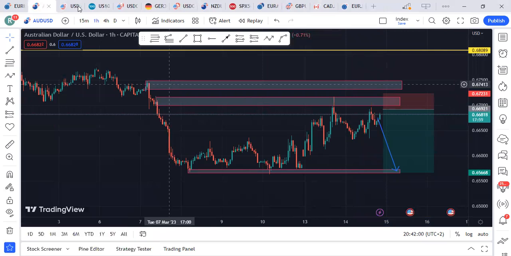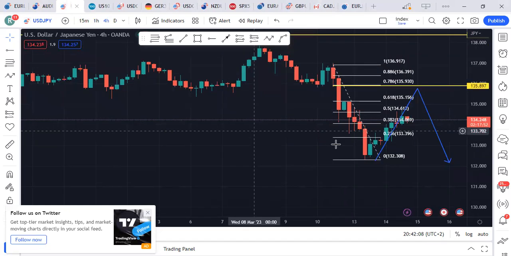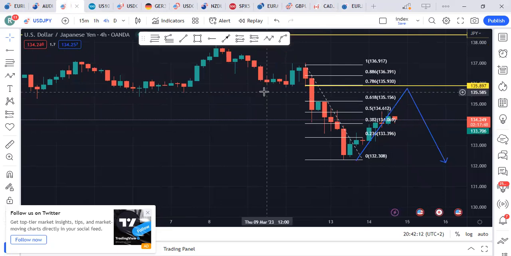Looking at another trade, I think this one was discussed by Dumelo in the group. So this one is a very beautiful one. We're looking at USD/JPY, especially for our time frame.